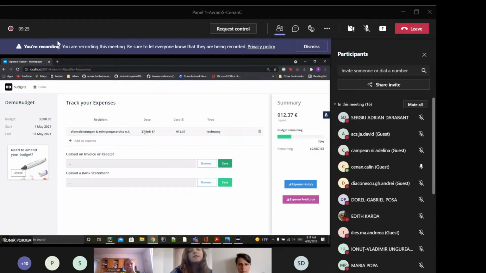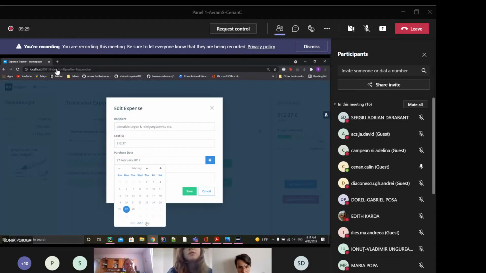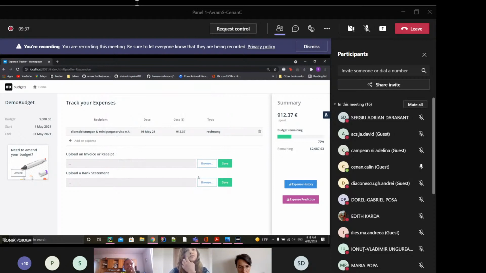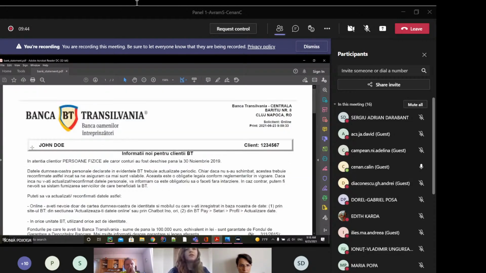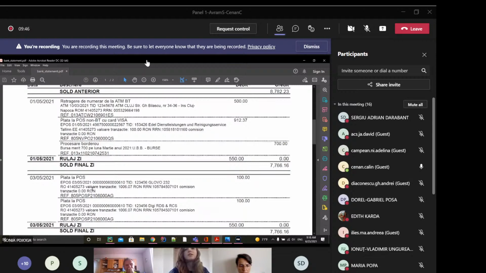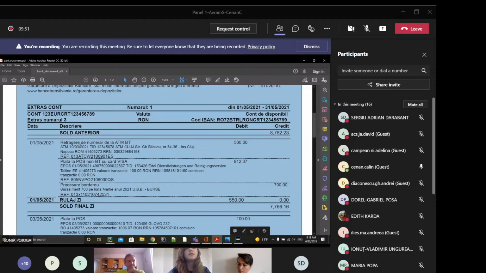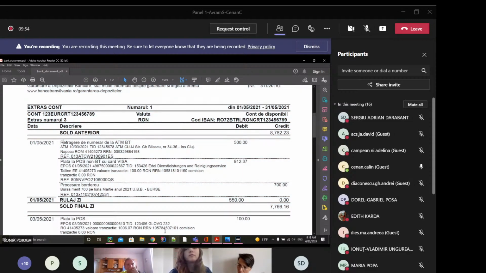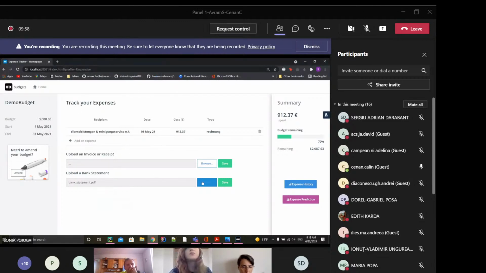So we want this date to be within the budget parameters. So let's put it to 2021 and May and the 1st of May. So we're going to save that. And then we're going to upload a bank statement. And the bank statement is an artificial one, but it also contains a purchase which has the same sum, date, and a very similar name. So this should be recognized by the application as a potential duplicate.